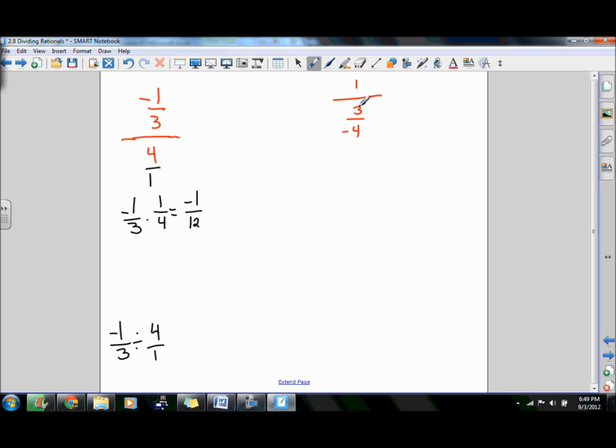Now on this one, the 1 is the number by itself. So I'm going to move this down. So that means I have to put the 1 with a 1 on top. So now I flip the second fraction. I get 1 over 1 times negative 4 over 3. Okay, second fraction was flipped. I get negative 4 over 3 as my answer, and I am done.